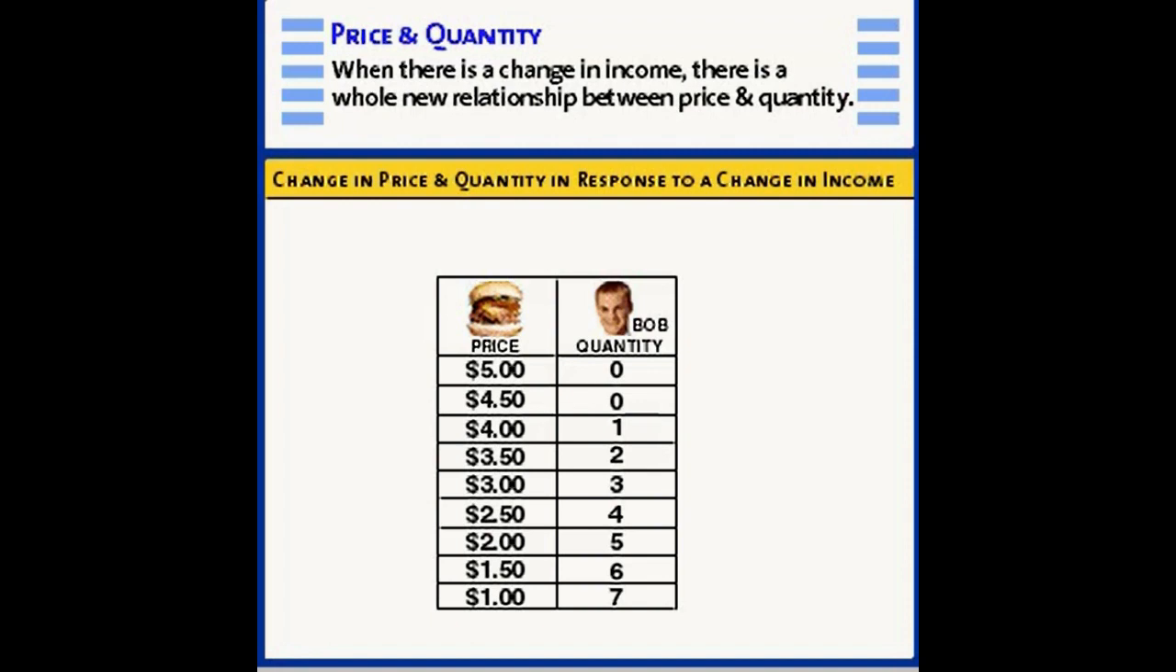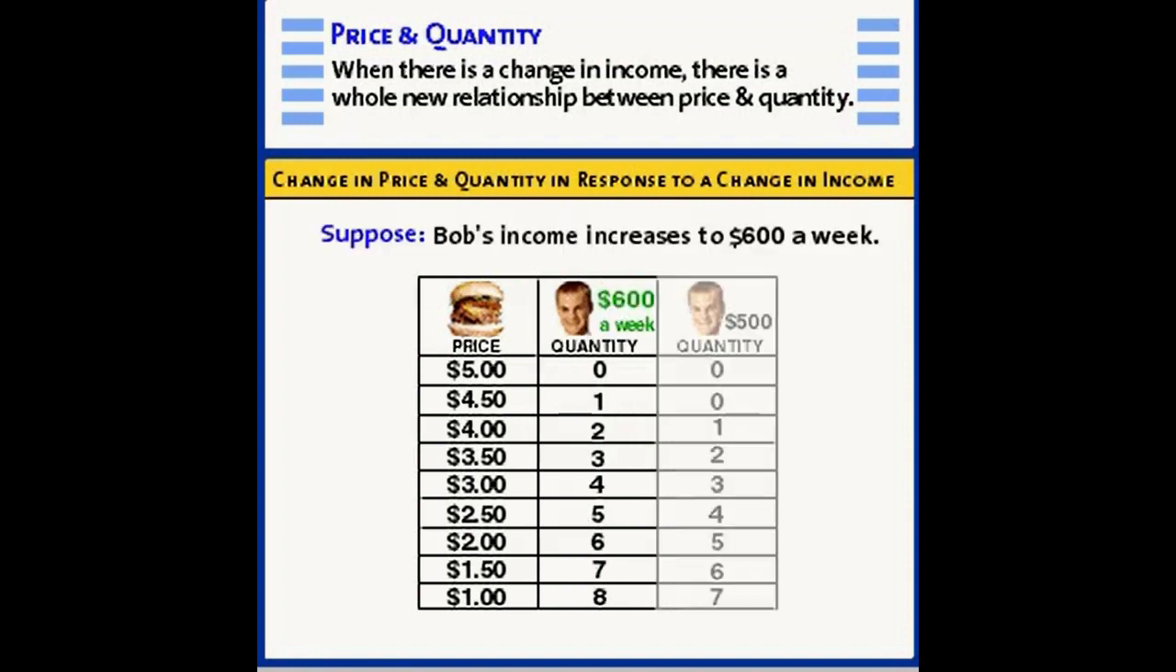Let me replace the old set of numbers with the new set. This is Bob's behavior when the income that he earns goes up to $600 per week. In this case, we see that although he still buys no hamburgers at a price of $5 apiece, he'll now buy one when the price drops to $4.50. And then, each time the price drops by 50 cents, he'll add one more hamburger to his weekly consumption, so that by the time we get down to $1 per hamburger, Bob's buying 8 hamburgers a week. That is, some days he's eating more than one.